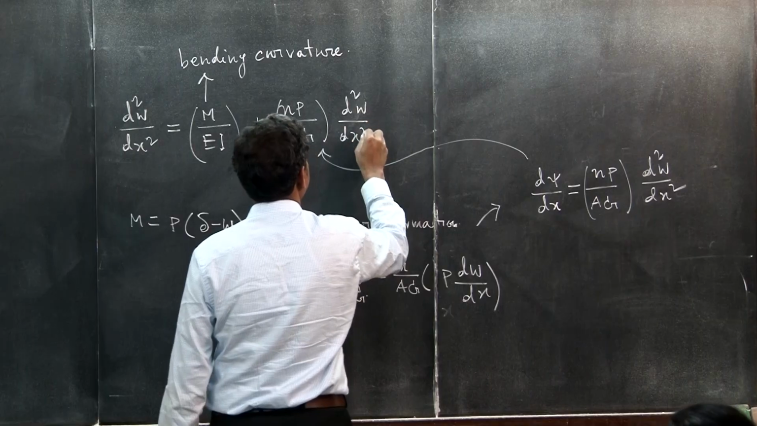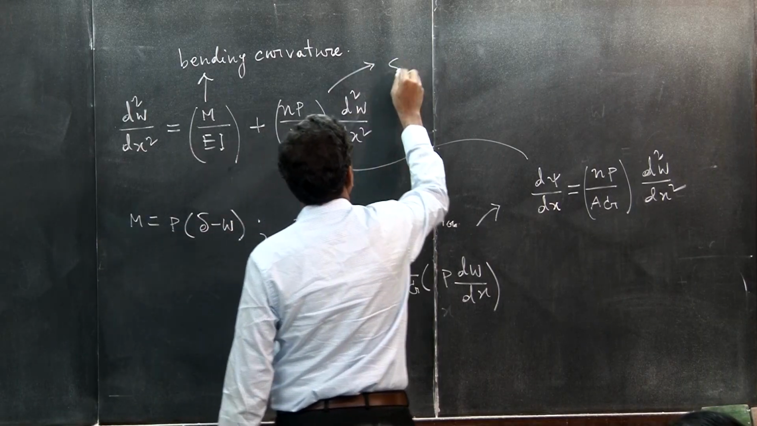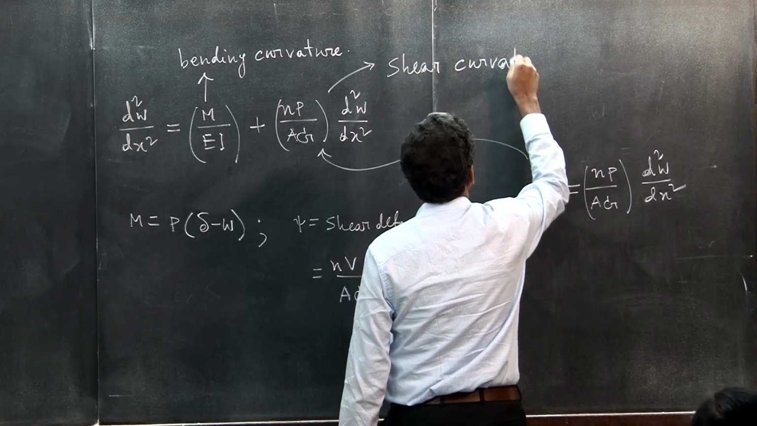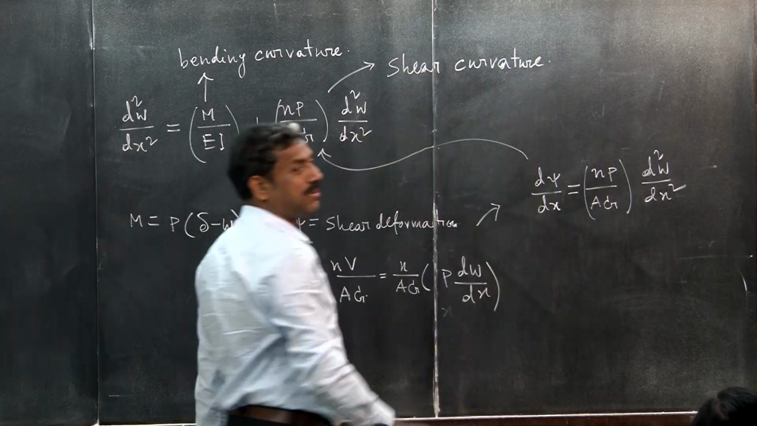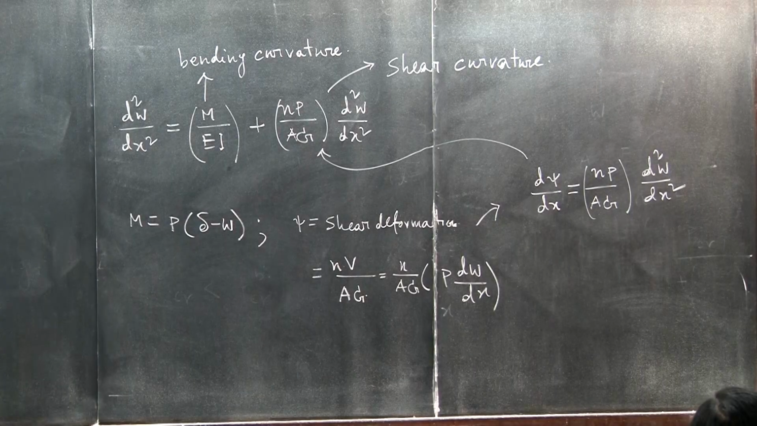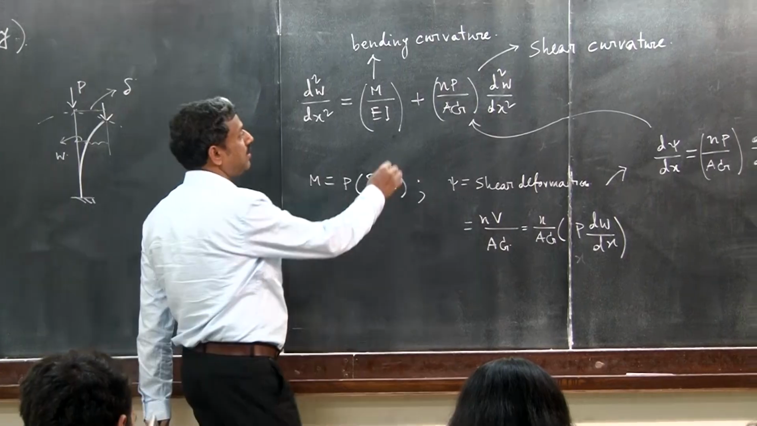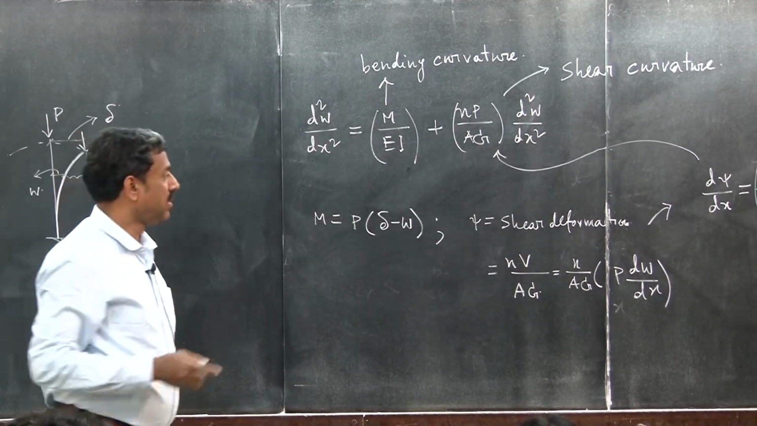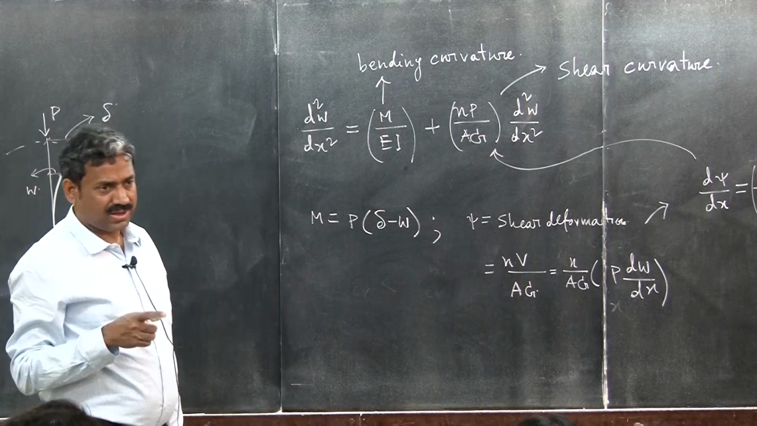This is shear curvature, the curvature due to shear. Once again, we are assuming that first order deformation is valid, and that is why, in order to enforce the consistency between shear stress distribution and shear strain distribution, we are putting the N, that is the shear correction factor.